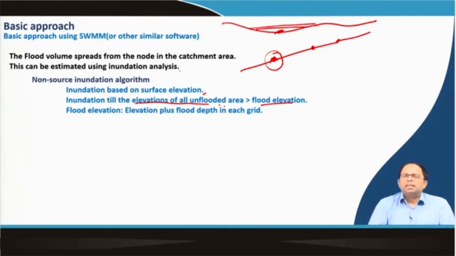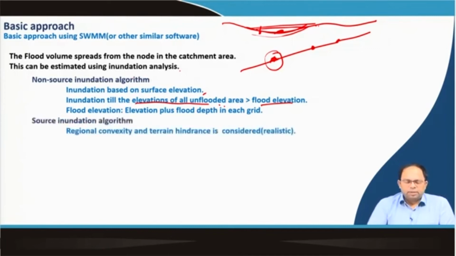So, that is just like we know that this is the volume of water, and we need to understand in this particular depressed area how much the water would be spread, or what would be the height of that water in a particular reservoir. So, we assume this entire area as sort of a reservoir. So, that is a non-source inundation algorithm.